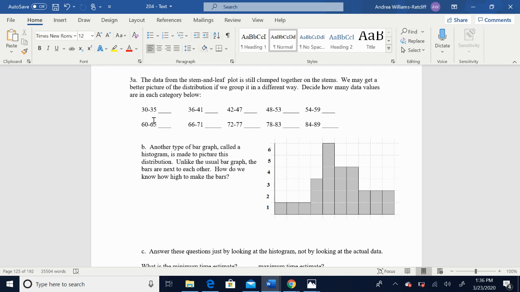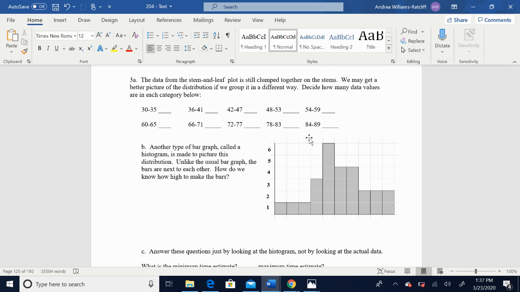So we took that data that we just put on the stem and leaf plot, and we went through and counted how many of the individual values fell into these intervals. Okay, there is one value that falls in the 30 to 35, one in the 36 to 41, one in the 42 to 47, three in the 48 to 53, six in the 54 to 59, four in the 60 to 65, four in the 66 to 71, two in the 72 to 77, two in 78 to 83, and two in 84 to 89.